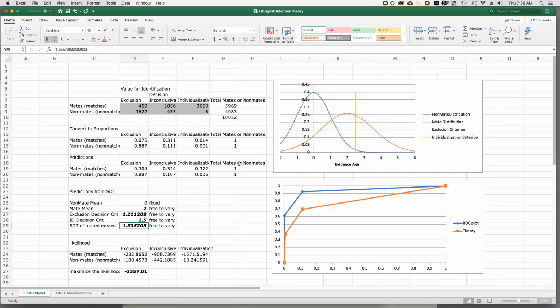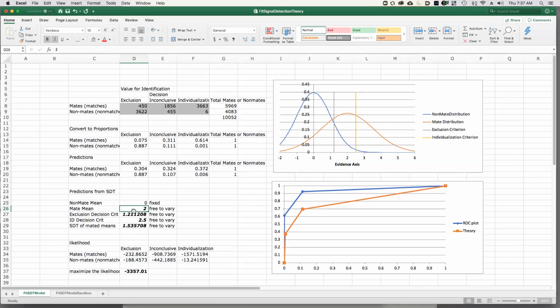Now, in addition to this graph changing, you can also see that our predictions are changing. So this used to be 0.01, and now it's 0.06. Likewise, this used to be 7.5% error rate for erroneous exclusions, but now it's like 30%. Well, clearly that's not right. And so the way that this game is played is that you want to try to adjust the mated mean and all of these different parameters here so that you get numbers in the predicted proportions that are as close as possible to the actual proportions you observed in your data.